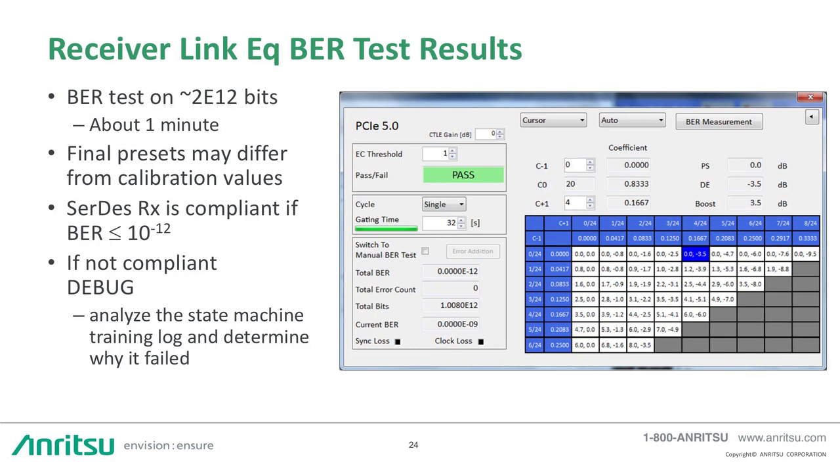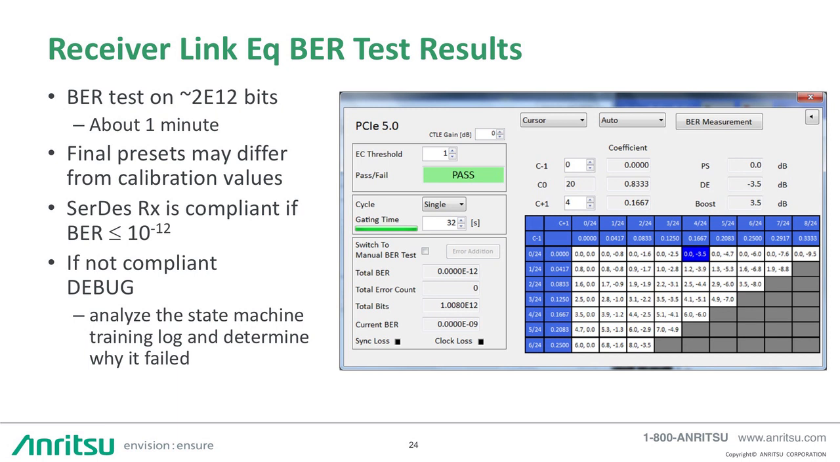The bit error rate test itself takes about a minute, enough time for PCIe Gen 5 to transmit about 2 trillion bits. Since PCIe 5 specifies receiver performance but not equalization technology, it's possible for the final presets to differ from those obtained during calibration. The DUT is PCIe 5 compliant if its bit error rate is less than 10 to the minus 12.